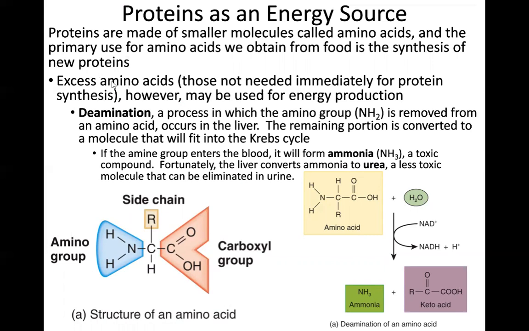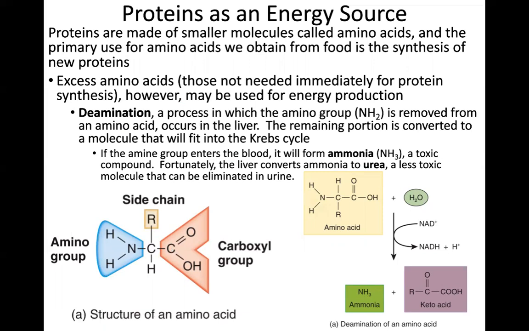When we have excess amino acids, in other words, those that are not immediately needed for protein synthesis, we can use them for energy production. But we have to go through a process called deamination, where we remove the amino group from that molecule. So the NH2 section of the amino acid is removed, which occurs in the liver. In doing that process, we form what's called ammonia, NH3, which is very toxic to our body.